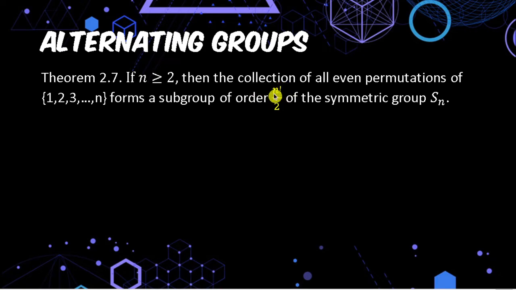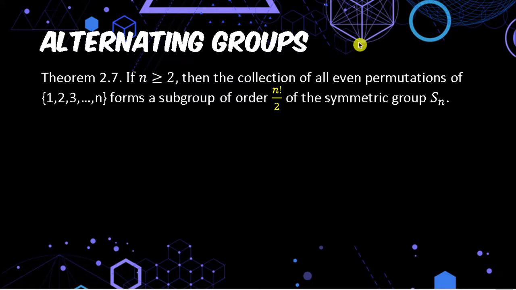Remember, n factorial originally is the number of permutations in the symmetric group S sub n. However, if we collect all the even permutations only, it is obviously a subset. But because that is closed under permutation multiplication, it becomes a subgroup. So remember, a subset becomes a subgroup if it is closed under the same binary operation from the group. That is how we define subgroup.